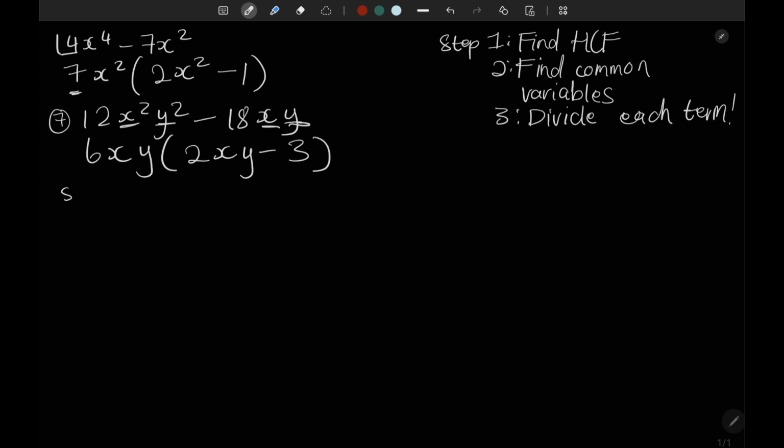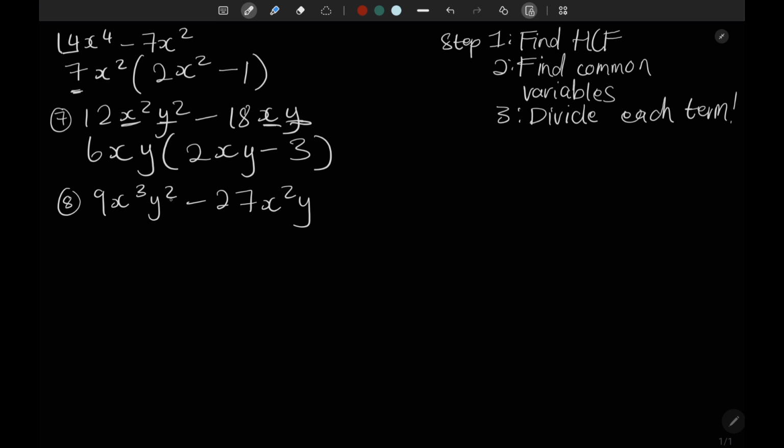Let's move to number 8. 9x cubed y squared minus 27x squared y. What's the first step? Find the highest common factor. 9 and 27. Which number can go into 9 and 27 without leaving a remainder? The biggest number. It's 9. Now let's move to the variables. You have x cubed y squared, x squared y. These terms both have x and y in common. So we can start with x. Between x cubed and x squared, which one is smaller, excuse me? It's x squared. Y squared and y, which one is smaller? Y. Open a bracket. 9 divided by 9 is 1.